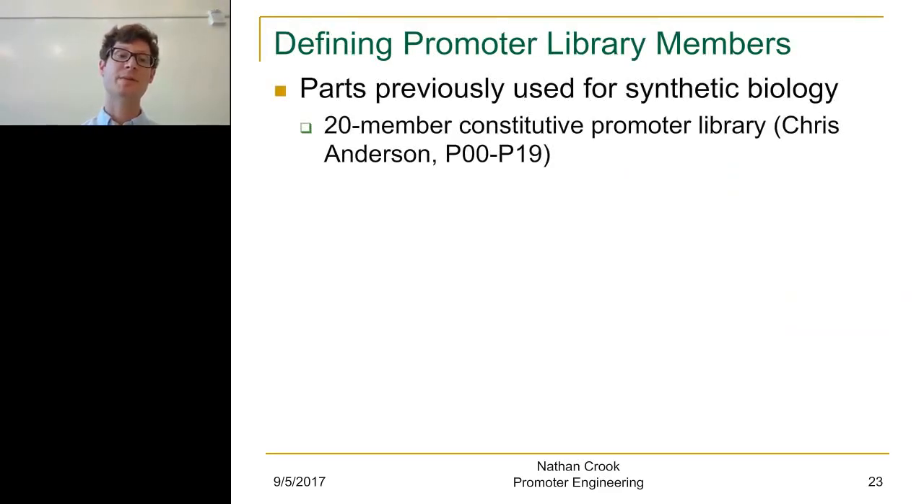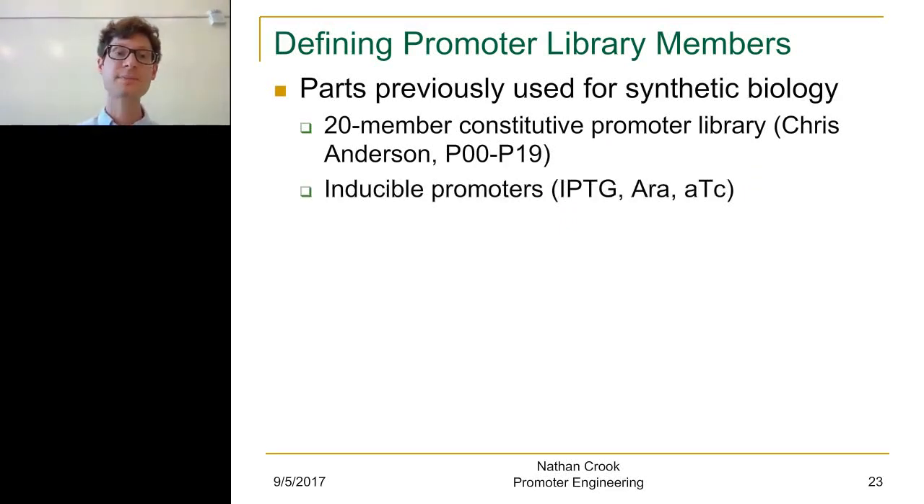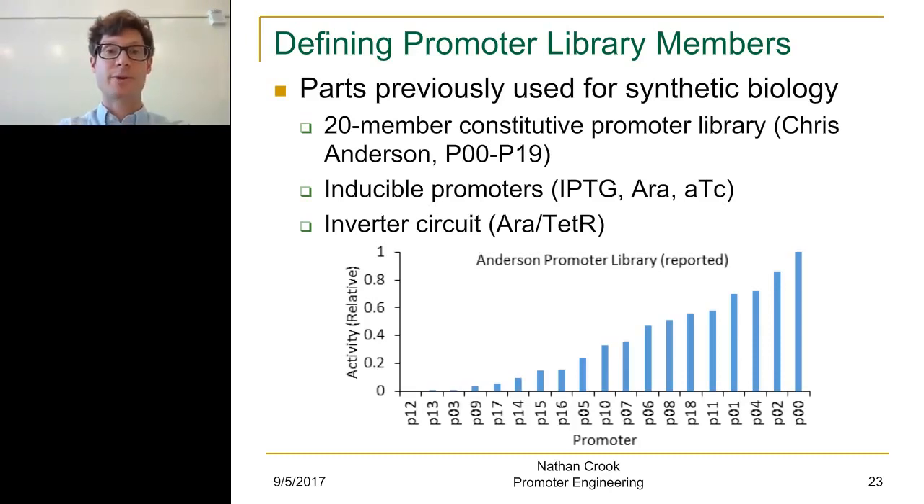So the first thing we needed to do was identify which promoters we wanted to characterize. What we did was we used parts previously used for synthetic biology, in particular a 20-member constitutive library developed by Chris Anderson. We also included known inducible promoters by different small molecule inducers like IPTG, arabinose, and anhydrotetracycline. We also used an inverter circuit, arabinose and TetR, which I'll get into in a little bit. But these synthetic constitutive promoters developed by Chris Anderson span a wide range. This is the reported activities of these promoters, and it would allow us to see whether this mapped over well to the in vivo case or not.